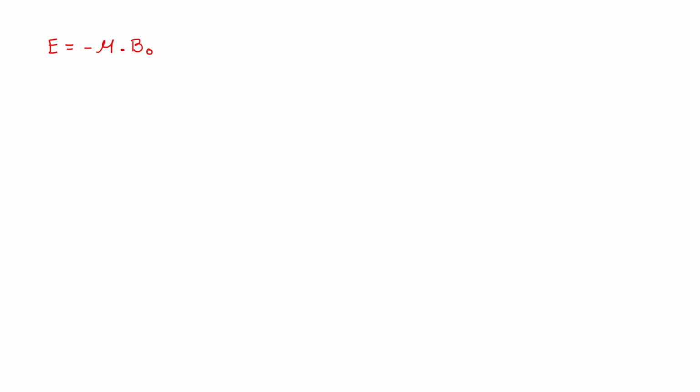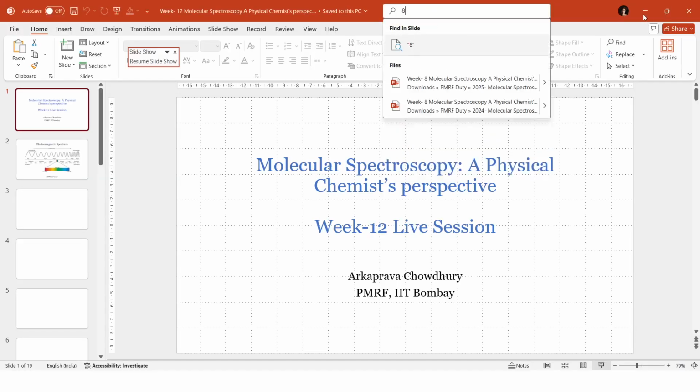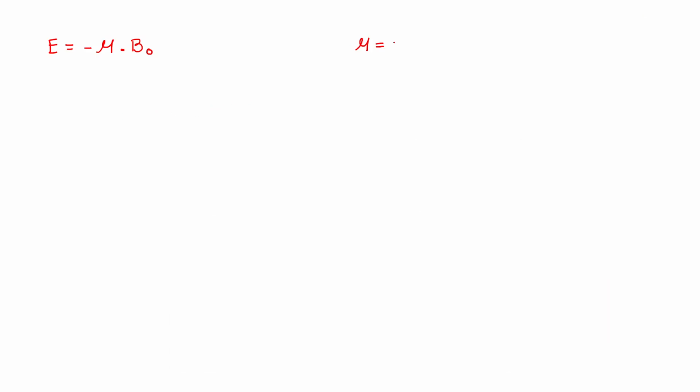Mostly we are going to discuss this magnetic field applied in the Z direction for these cases. And this mu you can write in terms of gamma, the gyromagnetic ratio, multiplied by your nuclear moment, the nuclear orbit.